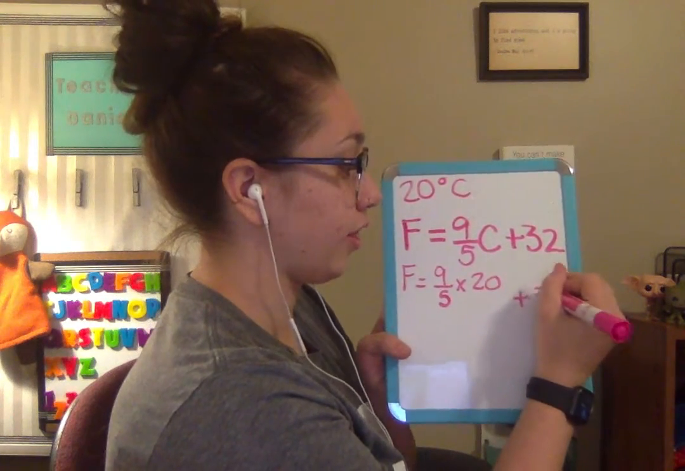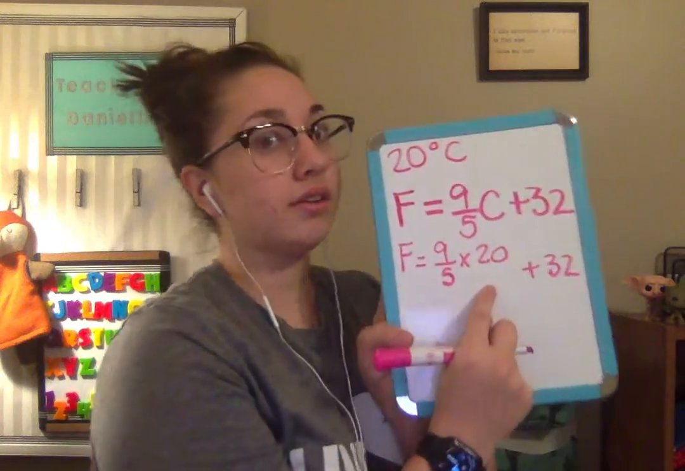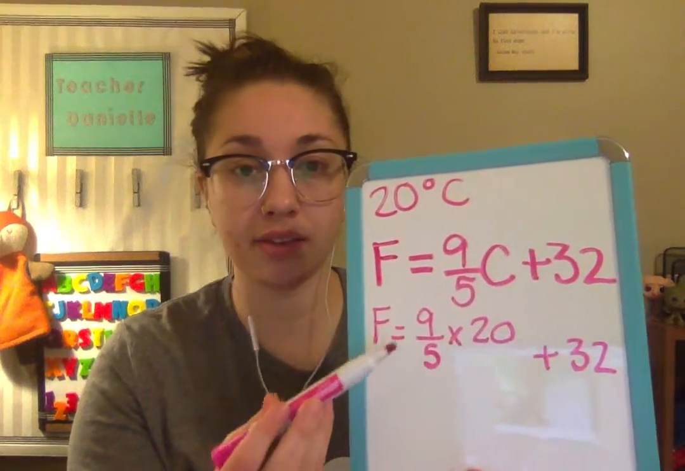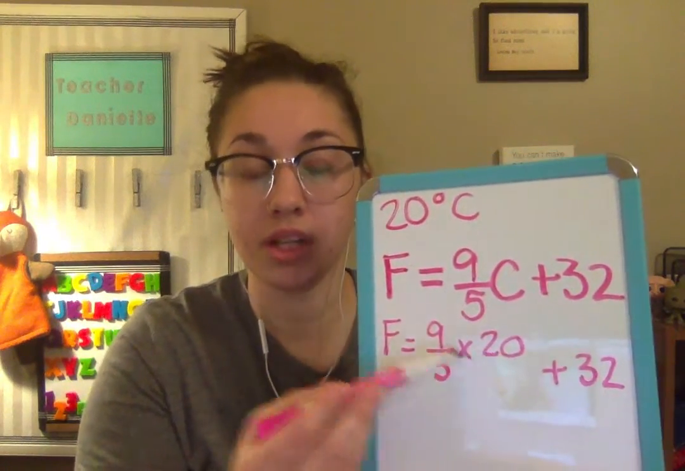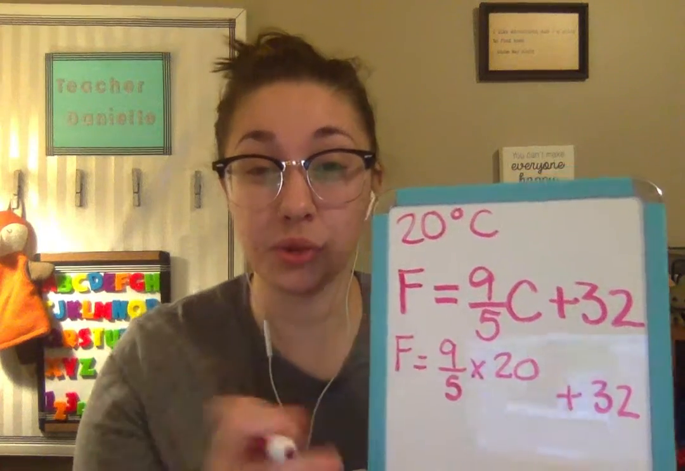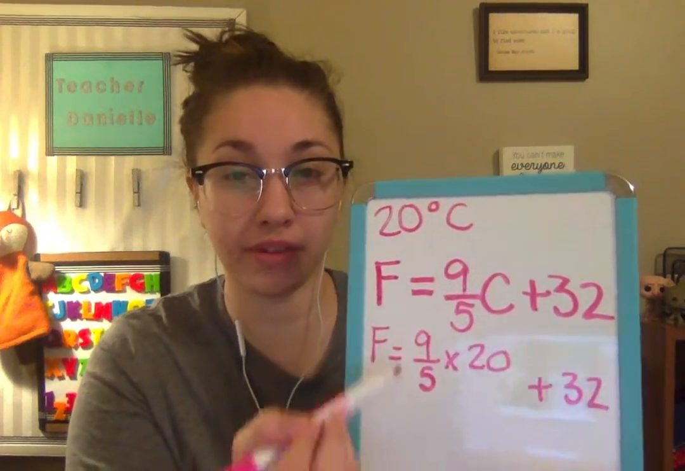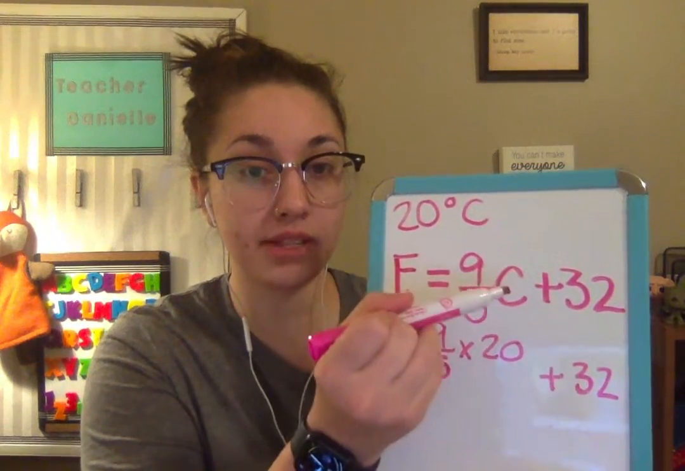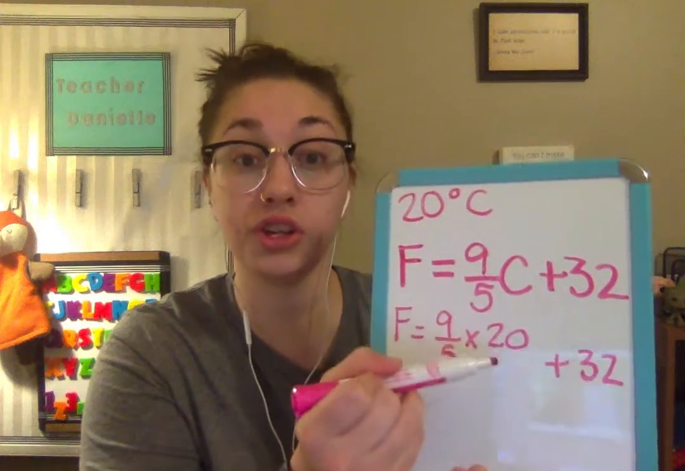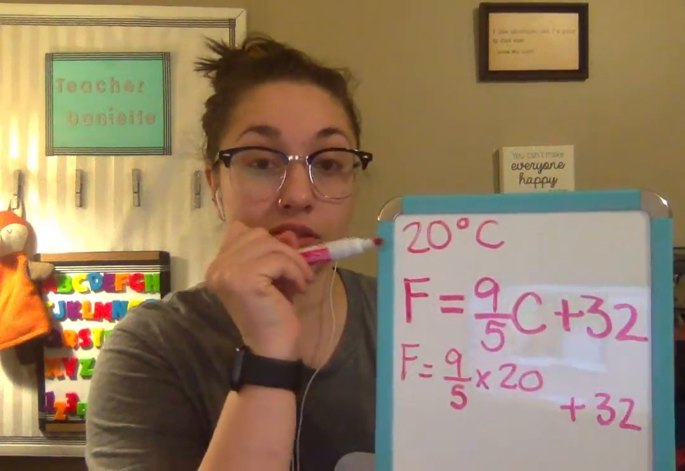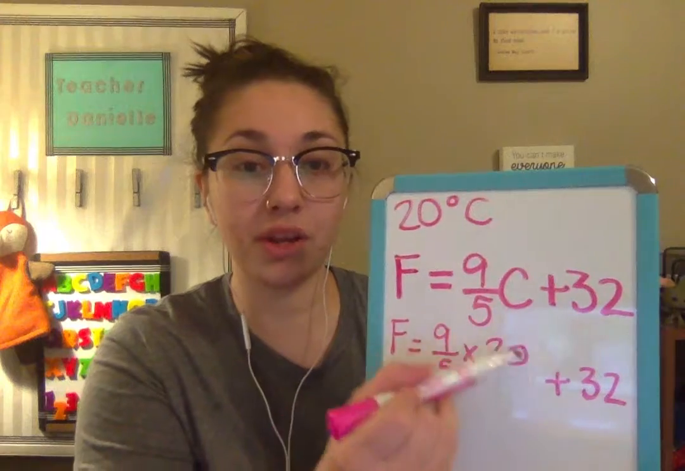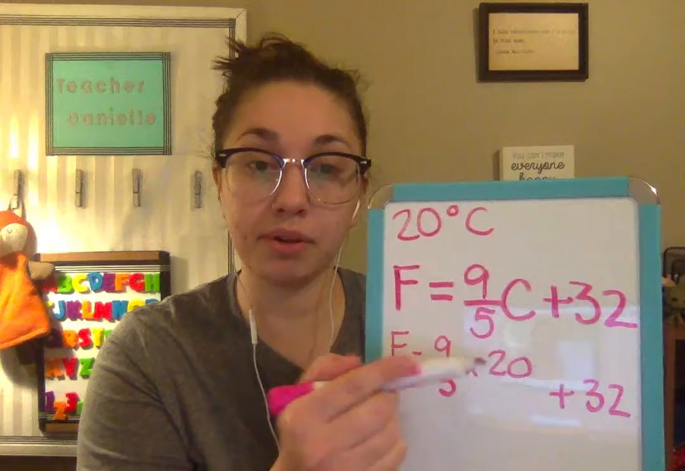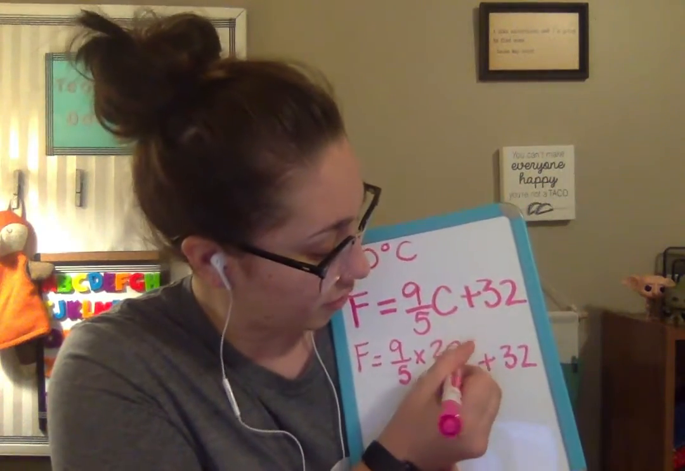And then plus 32. And I know here, because we've been practicing fractions this year, I cannot multiply a fraction by a whole number. So I have to turn my whole number into a fraction to be able to do this multiplication part of the problem. I plugged in my temperature: my C has now turned into 20 because I've been given 20 degrees Celsius. But I can't go any further until I make this a fraction. And the easiest, simplest way to make a whole number into a fraction is just to put it over 1.